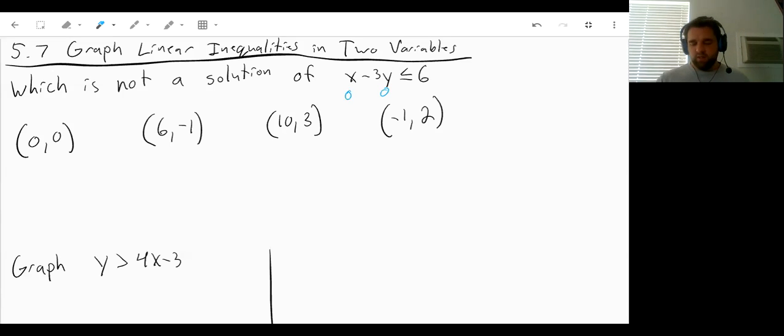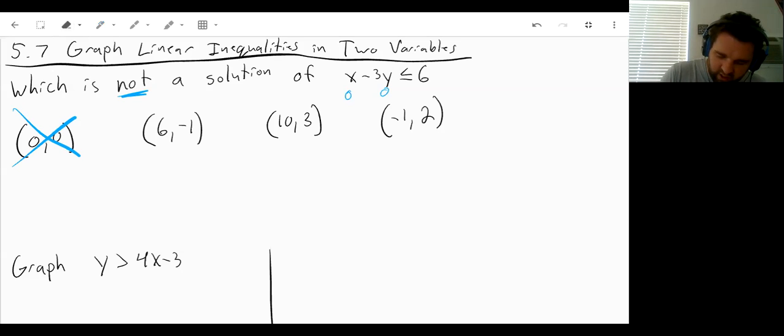So for this first one, we can plug in a 0 for x and a 0 for y. 0 minus 3 times 0 is still 0. Is 0 less than 6? Yes, that is true. So that means it is a solution. We're looking for which is not a solution. So that can't be the answer because it is a solution.